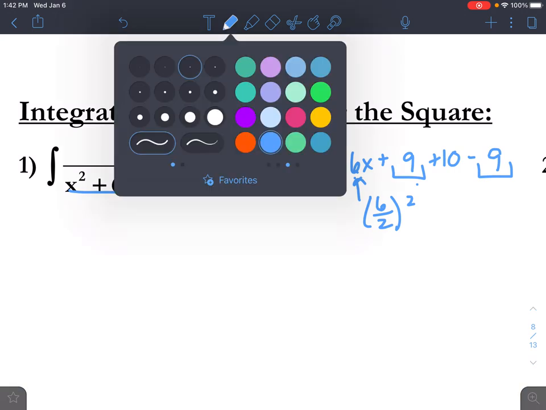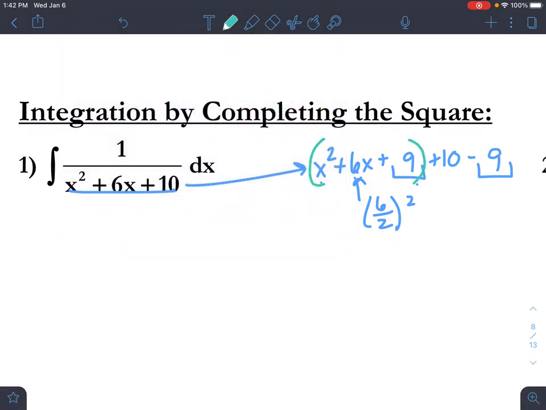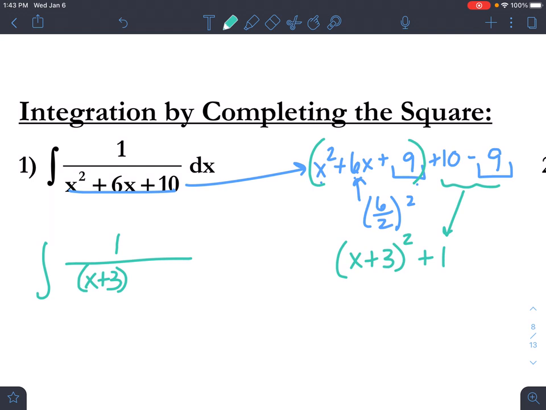The reason I'm doing this is because now if I take this part right here, I created a perfect square trinomial, and that means what multiplies to 9 and adds to 6: x plus 3 and x plus 3. So I wanted to create this perfect square, two of the same parentheses. Plus 10 minus 9 would just give me plus 1. So now if I rewrote this, it would be x plus 3 squared plus 1 dx. It's a little more clear now, hopefully. This would be u, and then the square root of 1 is 1.